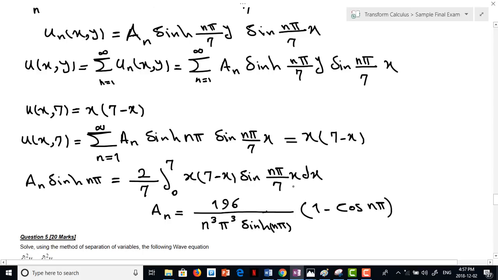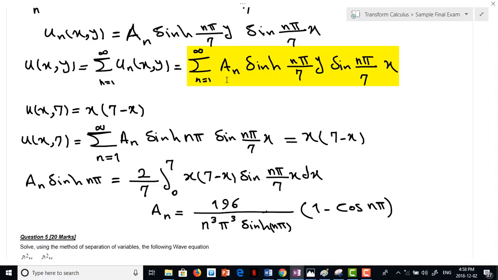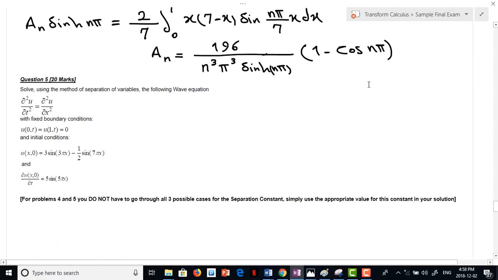So we could find a as well. So now if you plug it in this equation, you could find the solution of this Laplace equation. So we are done with question number 4. Let's go through question number 5. In question number 5, we have to solve a wave equation.